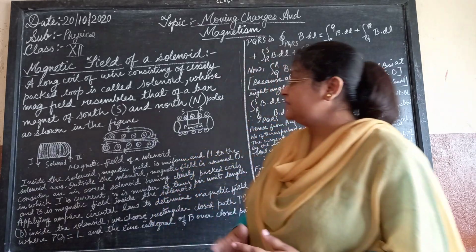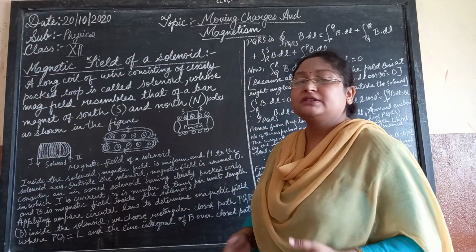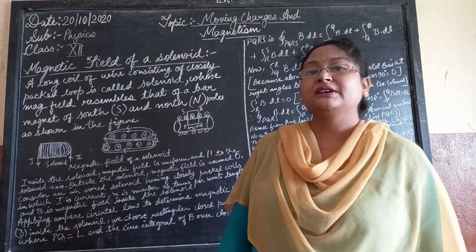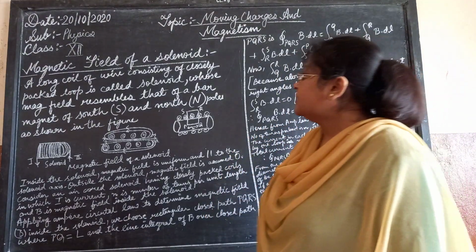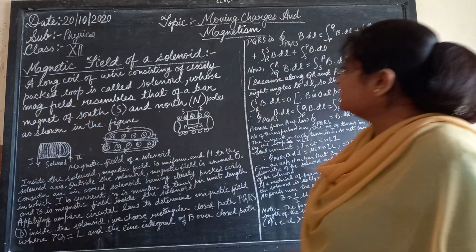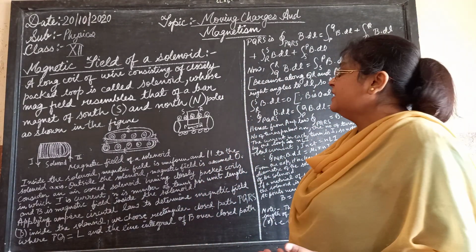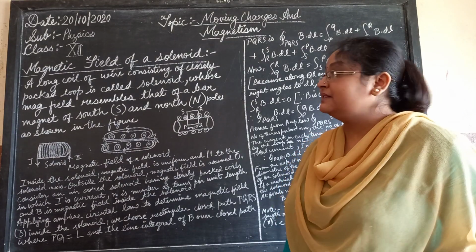I am going to discuss the topic magnetic field of a solenoid, in the chapter Moving Charges and Magnetism of class 12 physics. A long coil of wire consisting of closely packed loops is called a solenoid. We know it very well as we have read in 10th standard.